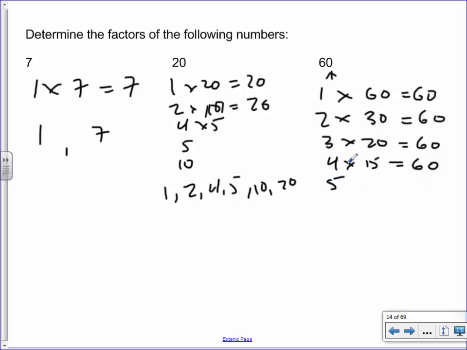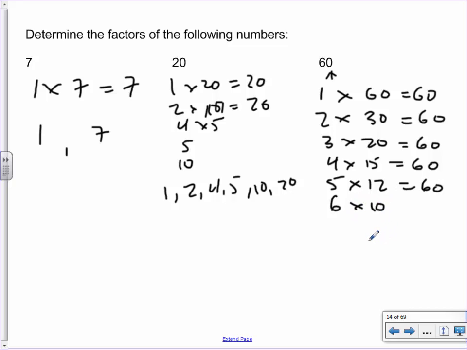Will 5 go in? What's the rule for 5s? If it ends in a 5 or 0, yeah, because multiples of 5 end in either 5s or 0s, right? So this should work. So hopefully you know your times tables. 5 times 12 will give you 60. 6 will work. 6 by 10.